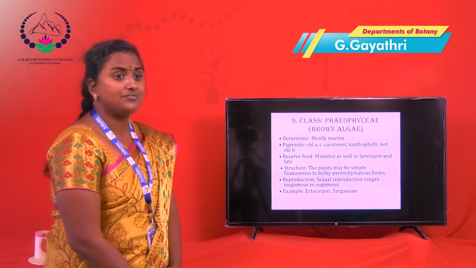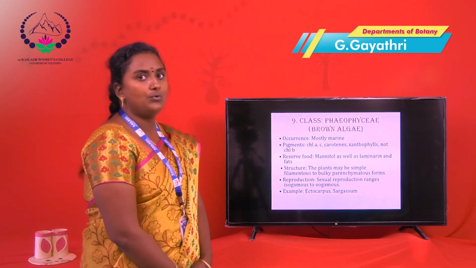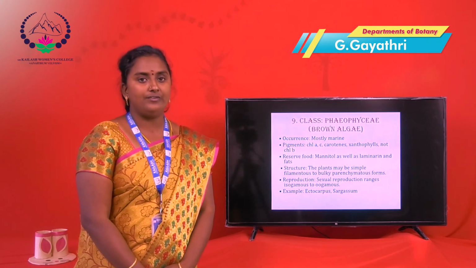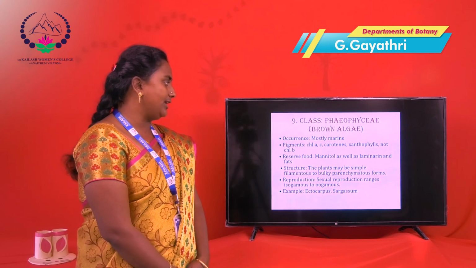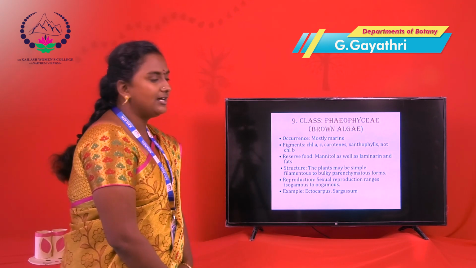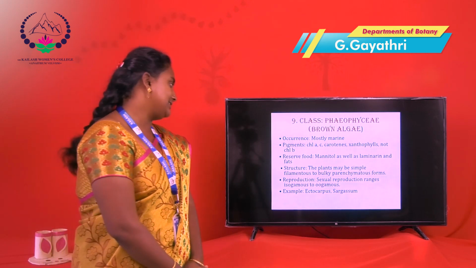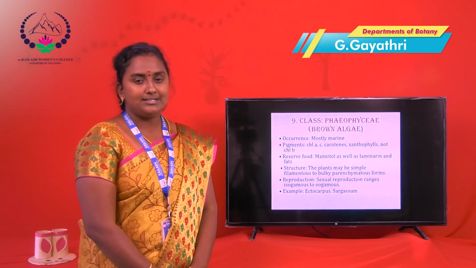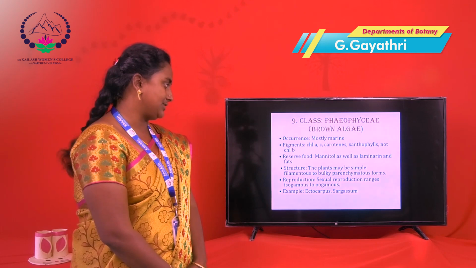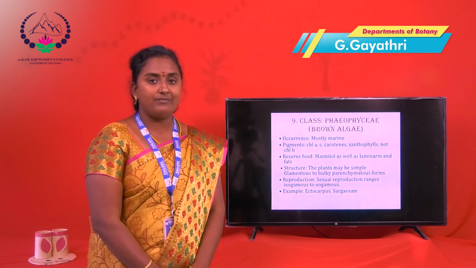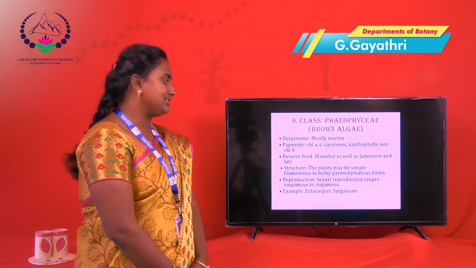The next class is Phaeophyceae. It's a brown algae. Occurrence is mostly marine. The pigments are chlorophyll A, B and carotenoids like xanthophyll. Reserve food material is mannitol and laminarin starch. Structure is filamentous and bulky parenchymatous forms. Reproduction is isogamous, advanced to oogamous in types. Example of this is Ectocarpus and Sargassum.